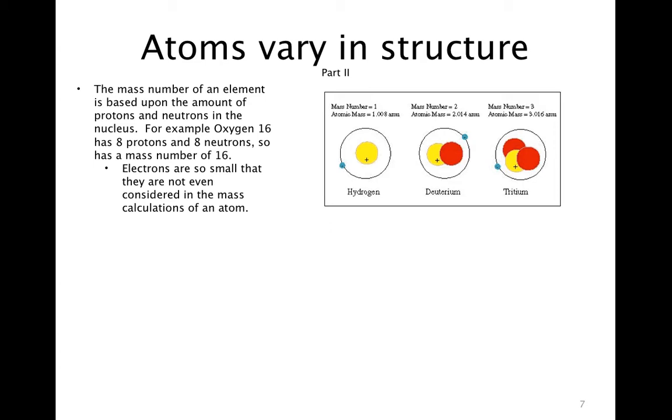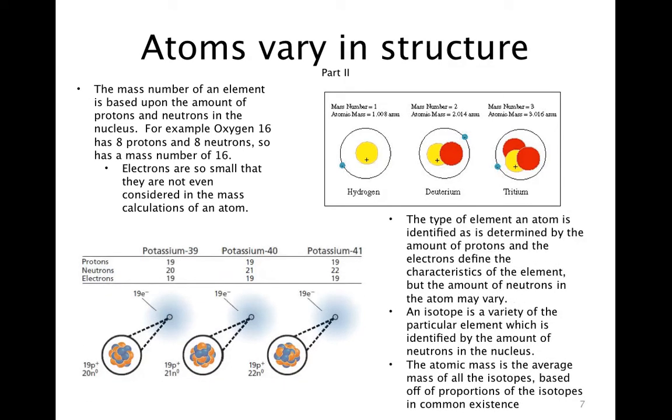The majority of the mass of an atom is the protons and neutrons. Protons and neutrons are just about equal. Neutrons are a little more massive than protons. And the way it works is the mass of an element is based upon the amount of neutrons and protons in the nucleus. Electrons are so small they're not even considered in the mass of an element.